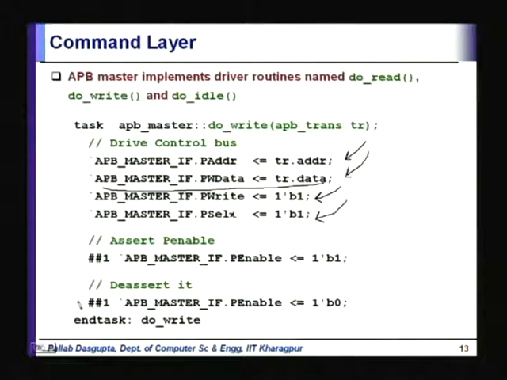Now let us jump one level up. So who selects this do write? Okay, who decides whether I am going to do write or do read?